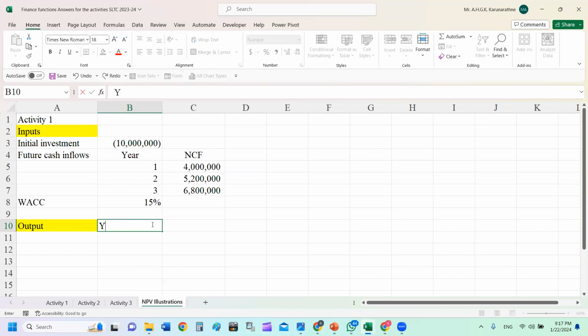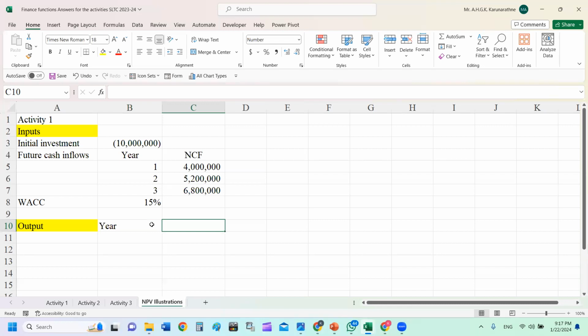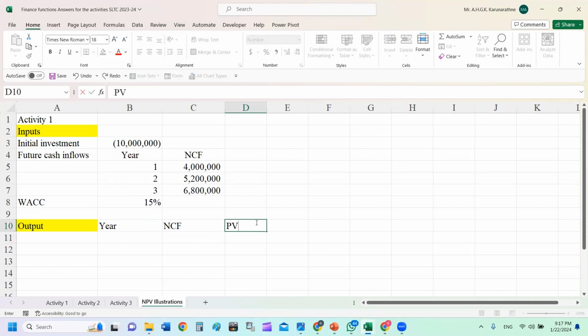We'll compute NPV using our finance knowledge. This is the ideal method to compute NPV using manual calculation. First, the year. Then you take the net cash flow. Then you take another column for the present value interest factor, at 15%.